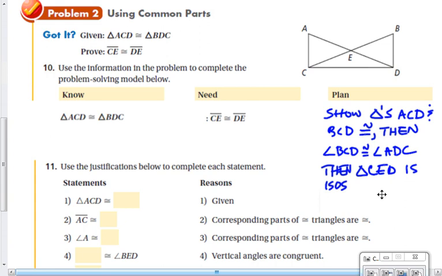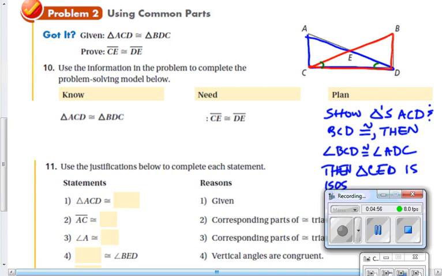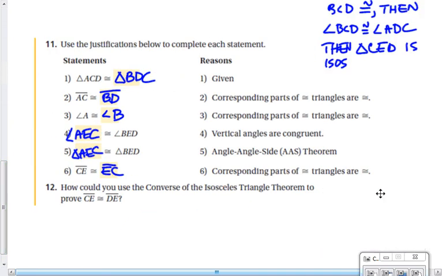I think I'll just talk you through this quick here. So we know that triangle ACD is congruent to BDC. That's this one and this one. And what we want is CE is congruent to ED. What I'm thinking here is, if we could show that this angle is congruent to this angle, then we know that that's an isosceles triangle. And then by the converse of the isosceles triangle theorem, we can show that CE is congruent to ED. So go ahead and fill in the reasons.